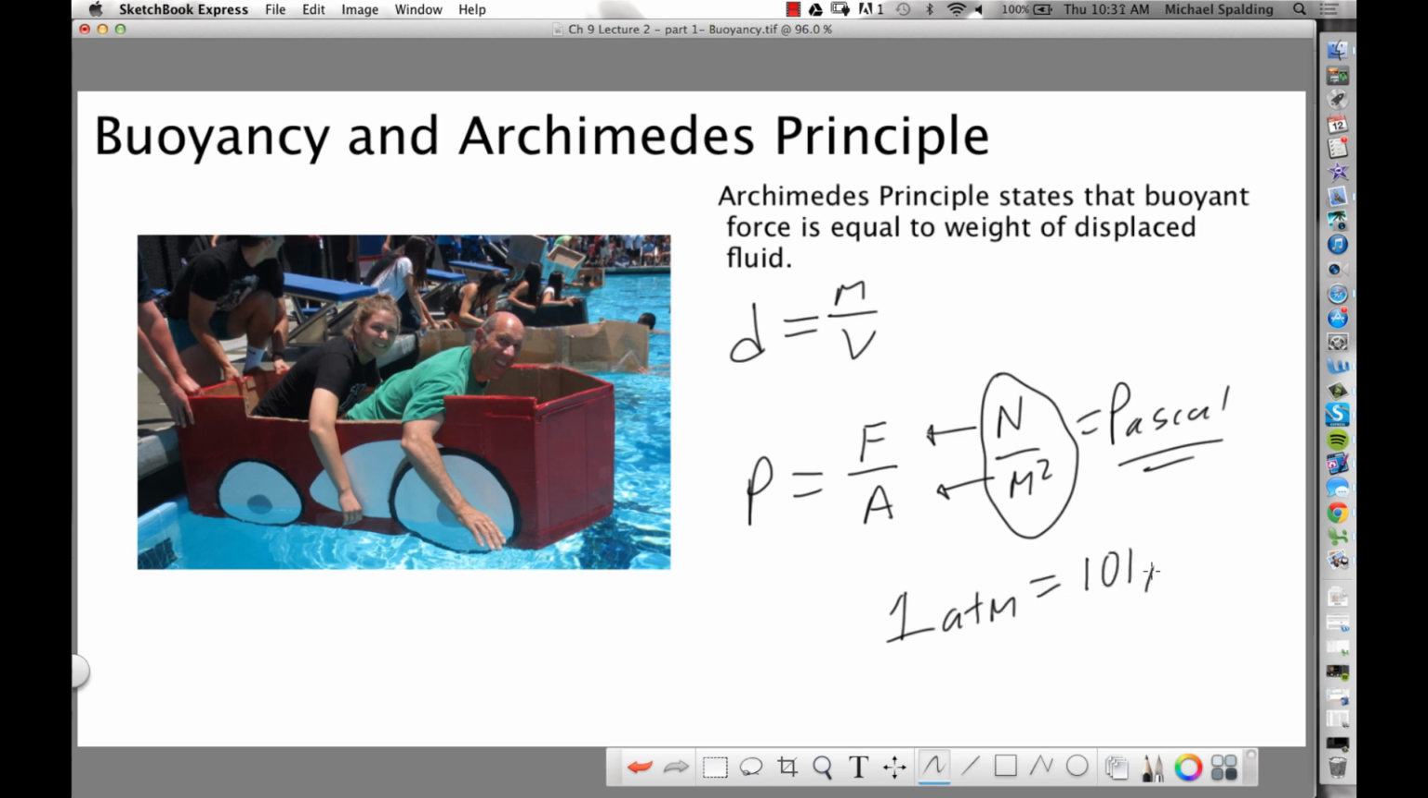Okay? And you should know 1 atmosphere, which is what you're feeling right now just sitting in this room, is equivalent to 101,300 pascals. Okay, then for density, you should know we want mass in kilograms and volume in cubic meters.